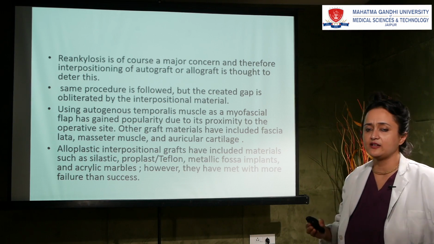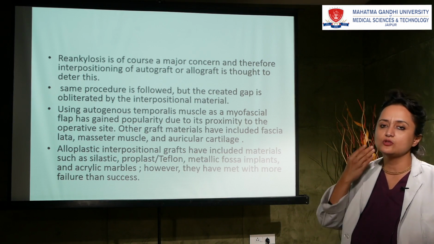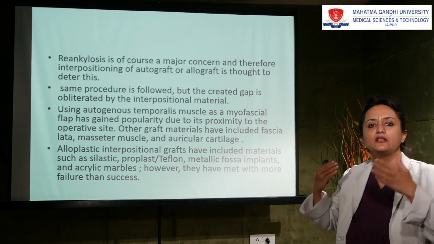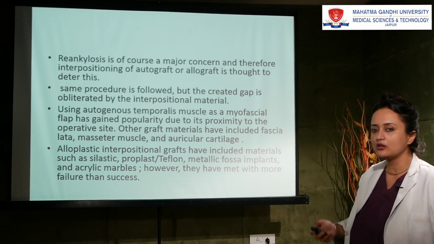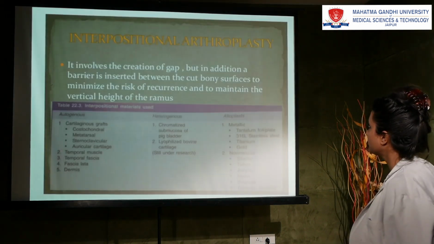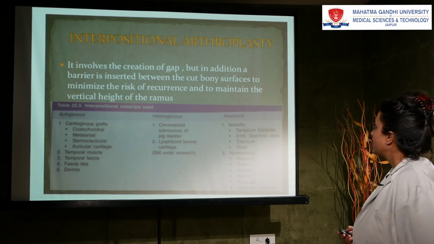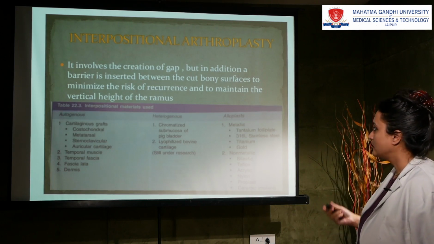One of the disadvantages of using metal is that the fossa is bone, and if we use a metallic condyle and the patient has a trauma in the near future, the force can go directly into the midbrain. So it is not very well used. Interpositional arthroplasty involves the creation of a gap, but in addition a barrier is inserted between the cut bony surfaces to minimize the risk of recurrence.